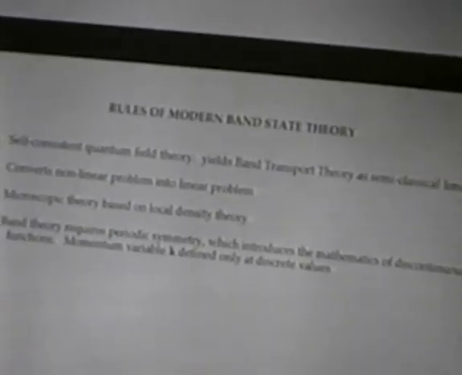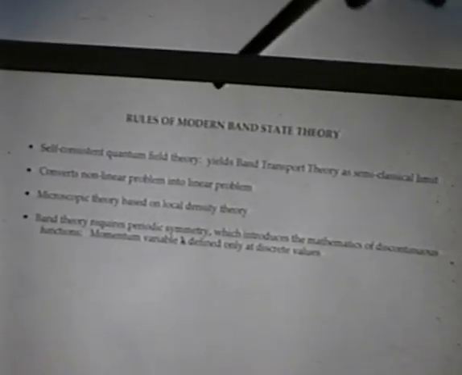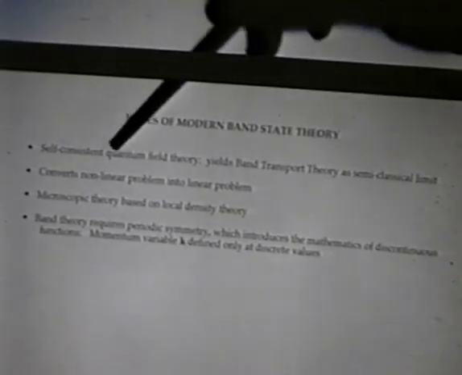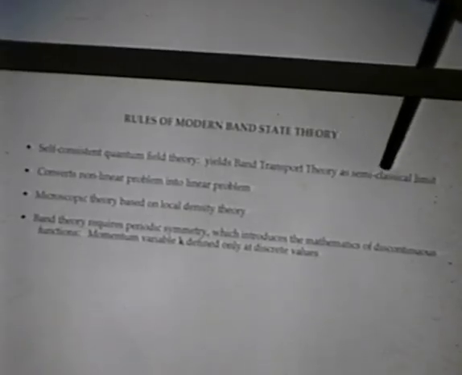Now, the point is that there are different boundary conditions associated with band theory, and they are distinctly different from what Giuliano Preparata said in one very important way. The notion of cusps, discontinuities, and momentum affects kinetic energy. Giuliano Preparata does not treat kinetic energy the way modern band theory does, but he does a very good job of observing that it is necessary in solids to think about minimizing the energy and minimization principles. And in the parlance of modern band theory, what is involved is a self-consistent quantum field theory that yields something called band transport theory as a semi-classical limit.